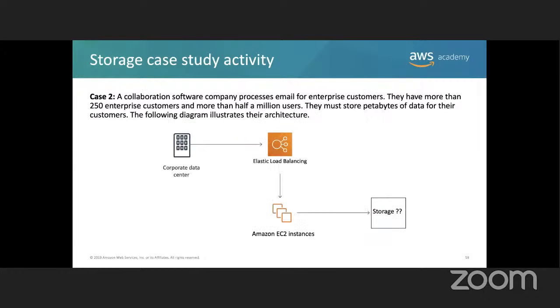This is another case study, and a collaboration software company processes email for enterprise customers. They have more than 250 enterprise customers and more than 500,000 users. They must store petabytes of data for their customers. The following diagram illustrates their architecture. So they have a corporate data center, Elastic Load Balancer, and then Amazon EC2 instances. And then you guys can know what is the storage that EC2 instances use, and we saw it before, right?